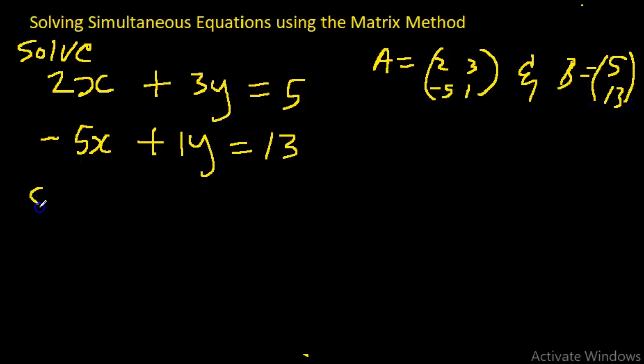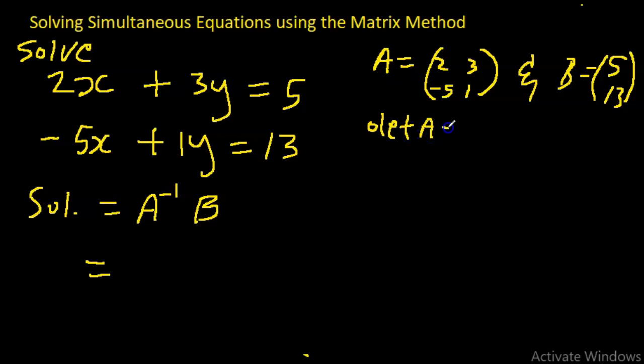So the solution, or is xy, we'll get it by A inverse times B. And in the last video I explained how we arrive at A inverse times B. So A inverse, before we can get the inverse, we need the determinant.